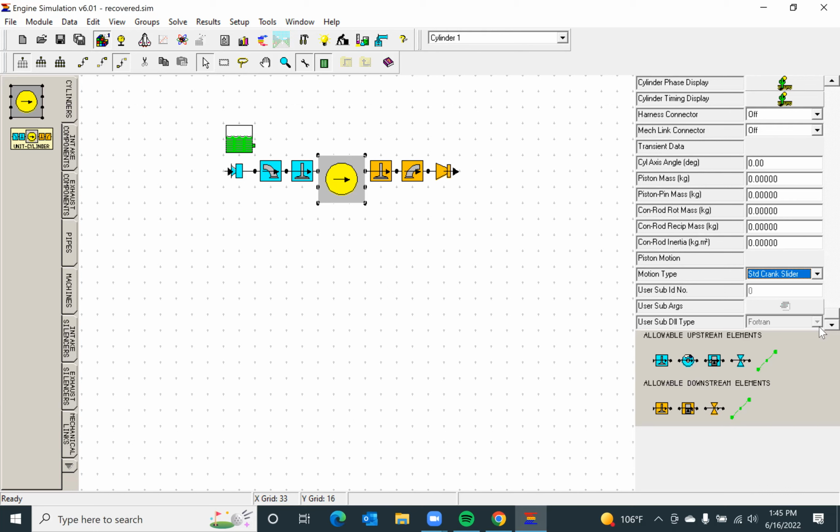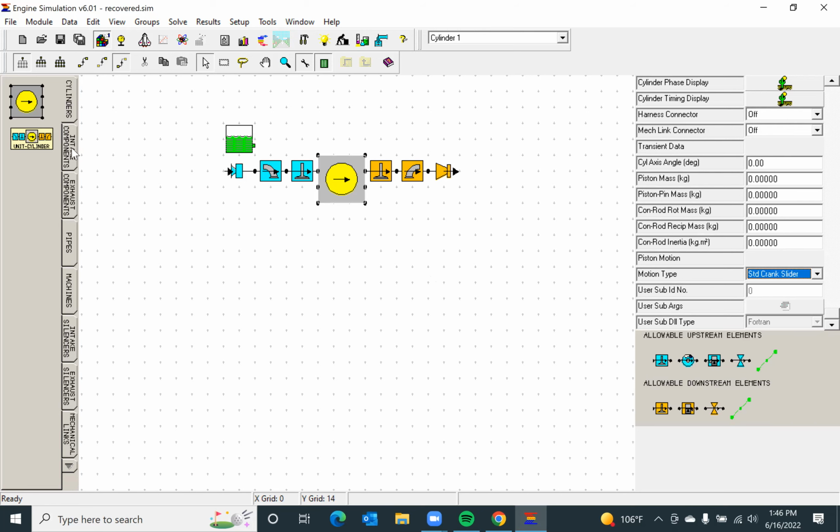And then these are the links that would link these different components. And these are the allowable downstream components, which are after the cylinder. So you can actually drag and drop. But assuming cylinder, any question about the cylinder design?